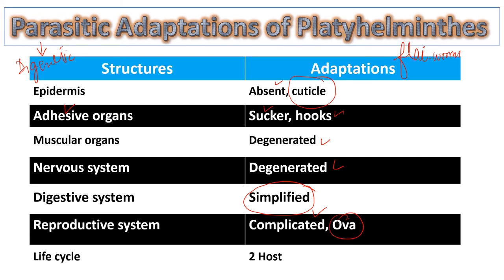Then life cycle, main pehle arz kar chuka hu, it completes the life cycle in two hosts. That's what it's called as digenetic parasite. And these are the adaptations like 1, 2, 3, 4, 5, 6. ये इसकी adaptations हैं जो structures के अंदर modifications हुई हैं ताकि host पे ज़्यादा से ज़्यादा dependent कर सके and become a better parasite.